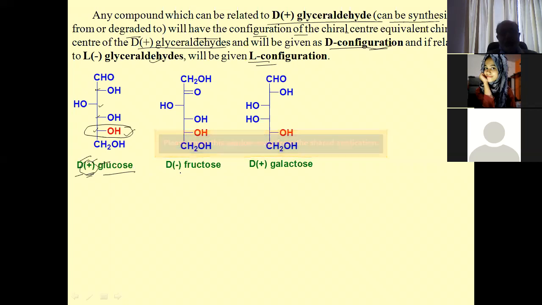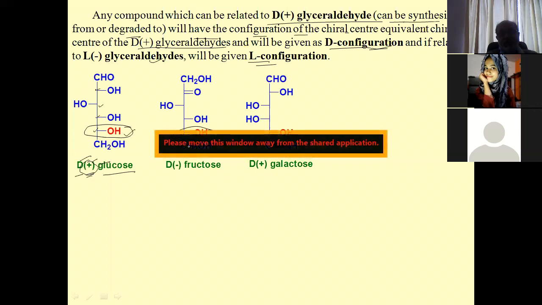But when we come to fructose, fructose is also having D structure. This OH group is on the right hand side. Which OH group? The last OH group of the chiral center, just above the CH2OH. But this is not dextrorotatory, it is levorotatory, so it is D minus fructose.